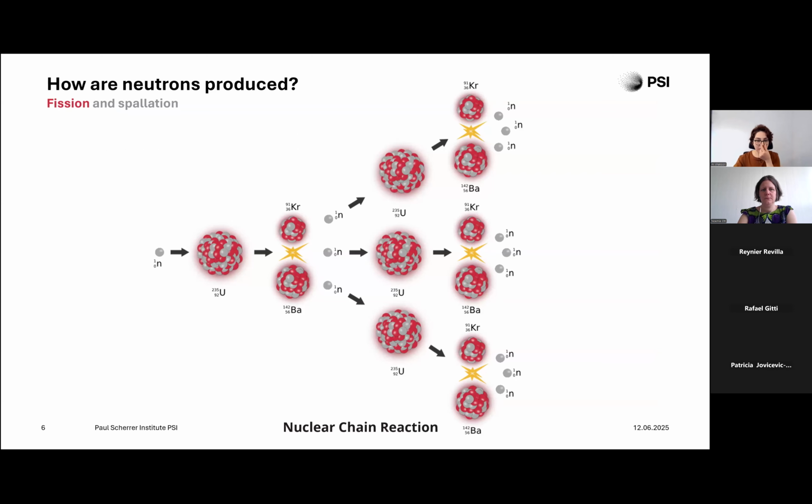Now looking at each of these mechanisms, in fission, a heavy nucleus, for instance uranium-235, captures a neutron and becomes an excited compound nucleus. That unstable nucleus then splits into two lighter fission fragments, typically ejecting 2 to 3 neutrons and gamma rays, and the liberated neutrons can also induce further fissions in a so-called chain reaction.